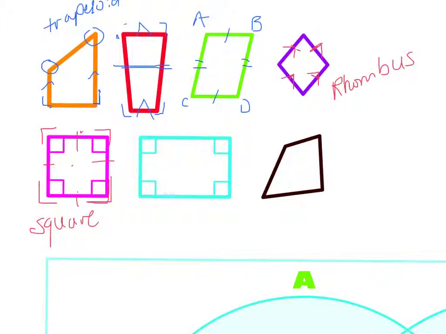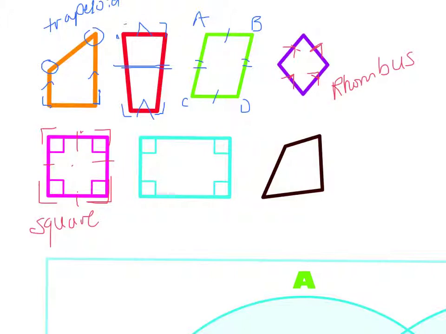Our next one, we have opposite sides being parallel and the same length. So this side is equal to this side, and this side is equal to this side. All corners are perpendicular or right angles. It would be a rectangle.